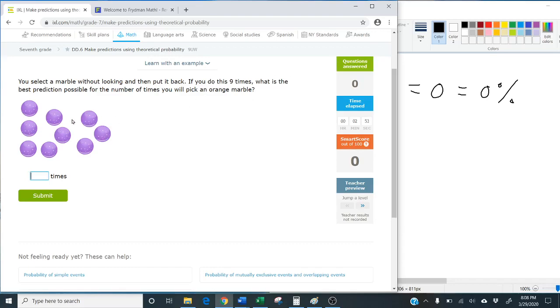Now, if we reach into the bag 9 times and pick out a marble each time, how are we going to do that? We're going to close our eyes and reach into the bag, pick a marble, and then open our eyes and look at the marble and see what color it is, and then put the marble back. Then we close our eyes again, pick a marble, we look at the color, we put it back. We close our eyes again, pick a marble, and so on. We do that 9 times. So we're picking out 9 marbles and putting them back every time we pick them out. Out of those 9 times, how many times would we expect to get an orange marble?